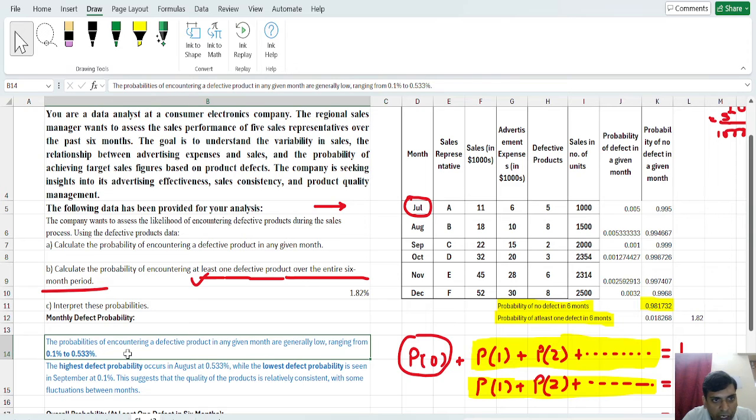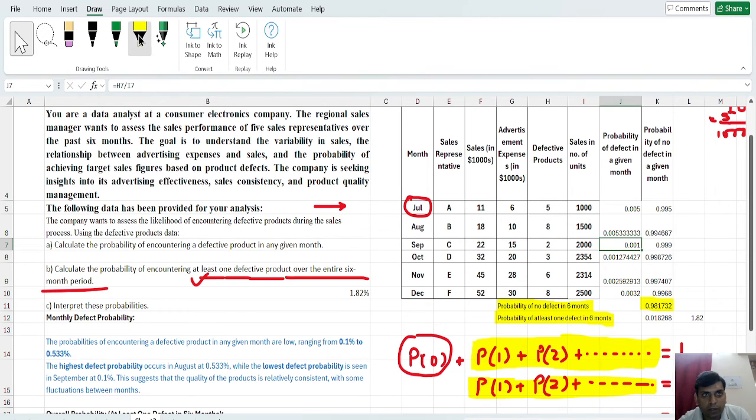The probability of encountering a defective product in any given month is very low, ranging from 0.1% to 0.533%. So this is the minimum value of probability in this case. This is the maximum probability in this case. This is in terms of percentage. So ranging from 0.1 to 0.53.